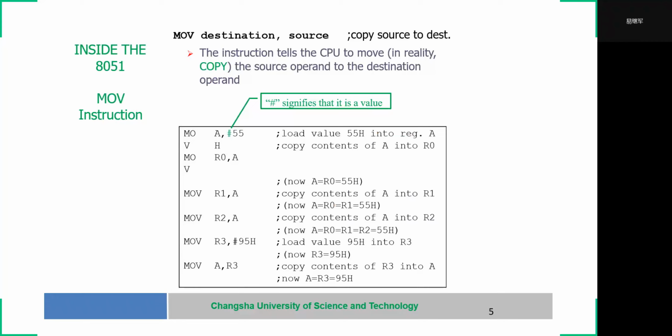Move, we already know this instruction. The first operand is the destination. The second is the source. Copy the source to the destination. The instruction tells the CPU to move the source operand to the destination operand. Actually, it is a copy.